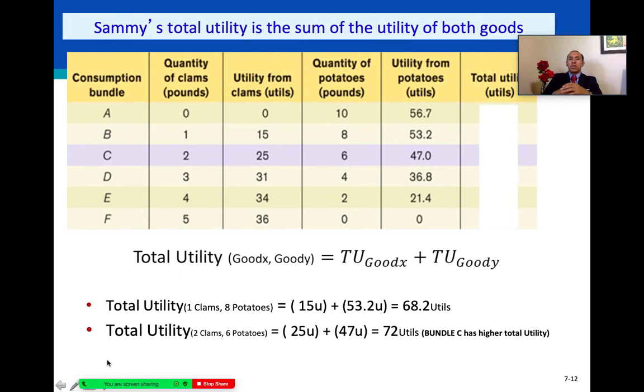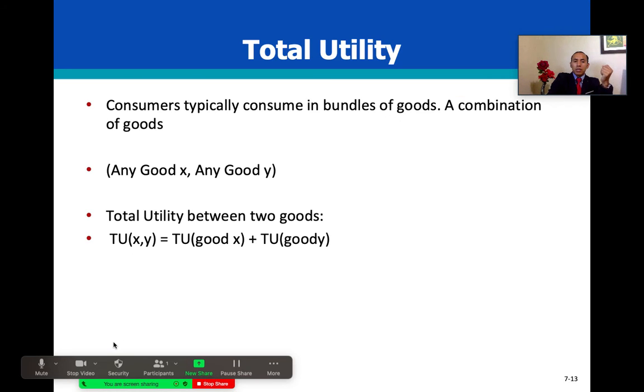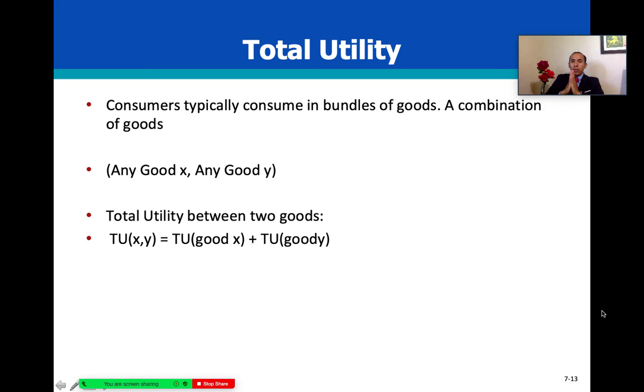So Sammy's total utility bundle is the sum of the utilities for both goods for this particular consumer. As a recap, you should always use this formula when you only have utilities.